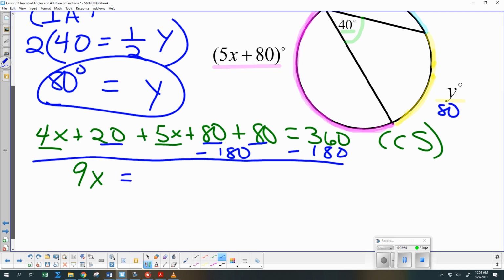Shout out, what is x? 20. Great job, x is 20. I combined my like terms for a 9x. I combined my numbers on the left and have 180. Subtract that both sides, leaving me 9x is 180. Divide both sides by 9, and x is 20.